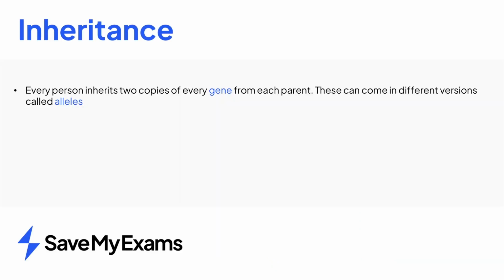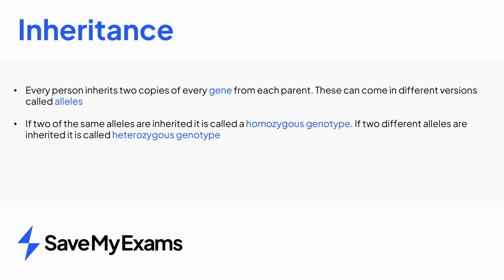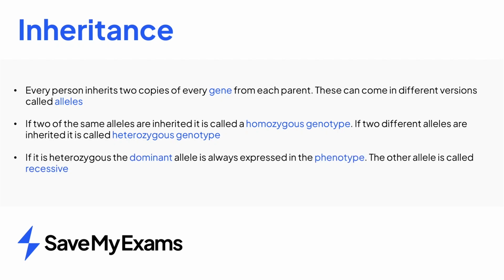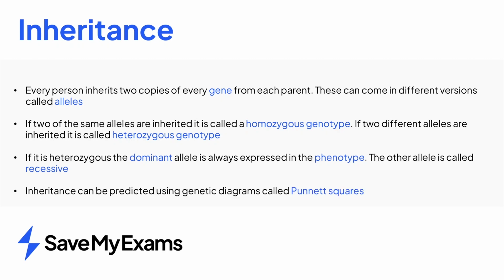In summary, every person inherits 2 copies of every gene, one from each parent. These can come in different versions called alleles. If 2 of the same alleles are inherited, it is called a homozygous genotype. If 2 different alleles are inherited, it is called a heterozygous genotype. If it is heterozygous, the dominant allele is always expressed in the phenotype. The other allele is called recessive. Inheritance can be predicted using genetic diagrams called Punnett squares.